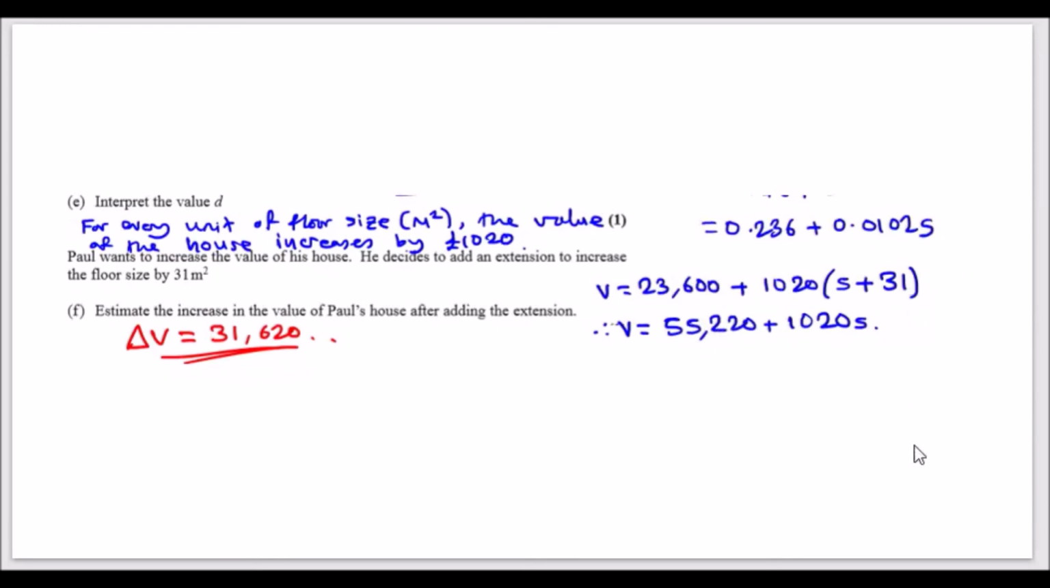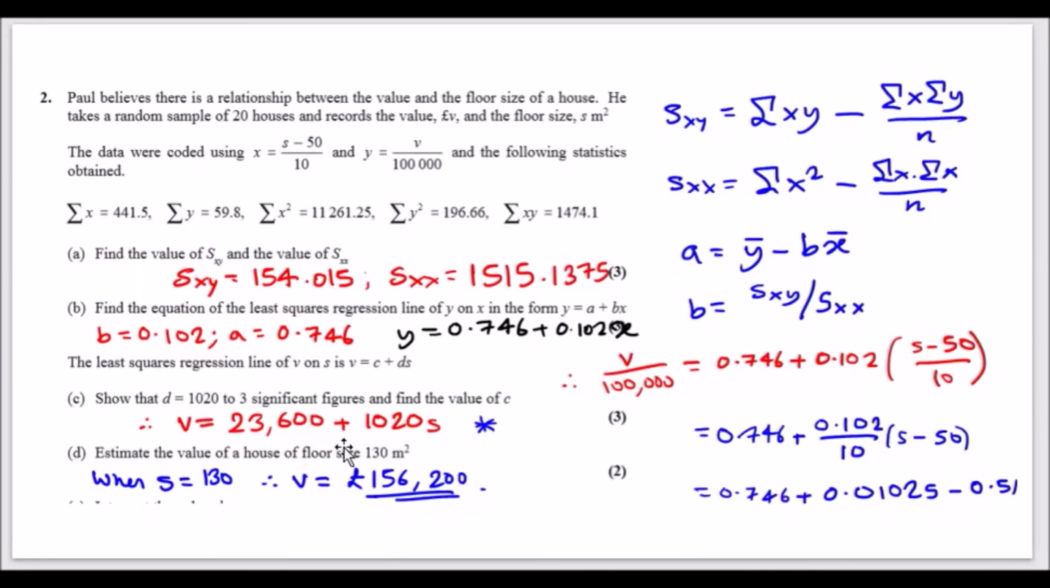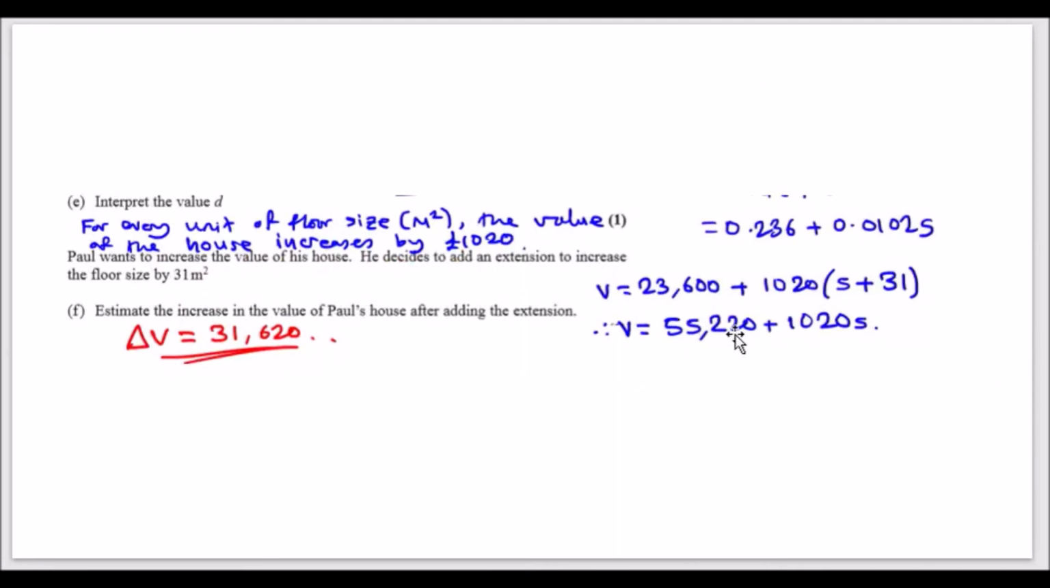So that's easy maths. Now it says here to estimate the increase in the value of the house after adding the extension. Well, if you compare this new v equation to the original equation here, you can see that the value from 23,600 has increased to this, and the increase is you just subtract it and you get 31,620. Done. That's literally all you have to do, guys.